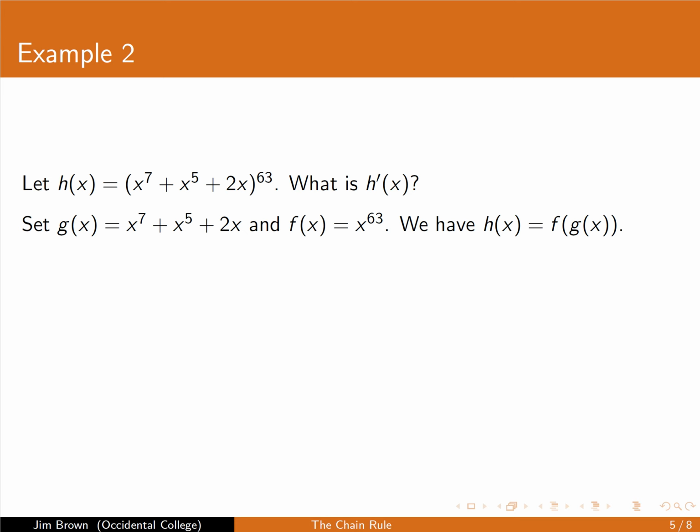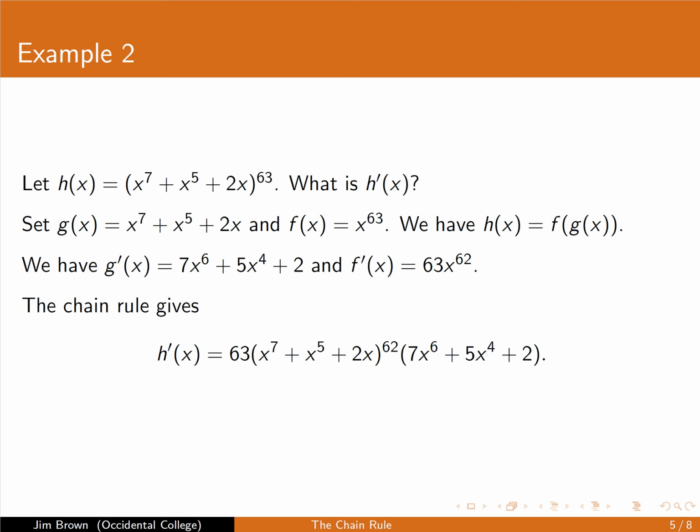Now, in order to use chain rule, we're going to need to know what the derivative of f is and what the derivative of g is. In this case, these are polynomials, so this is easy to do. So the derivative of g is just 7x to the 6th plus 5x to the 4th plus 2. And the derivative of f of x is just 63x to the 62nd power.